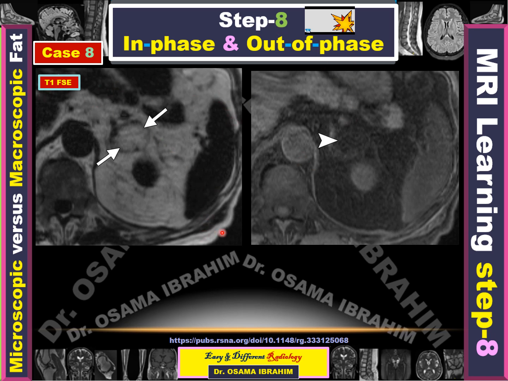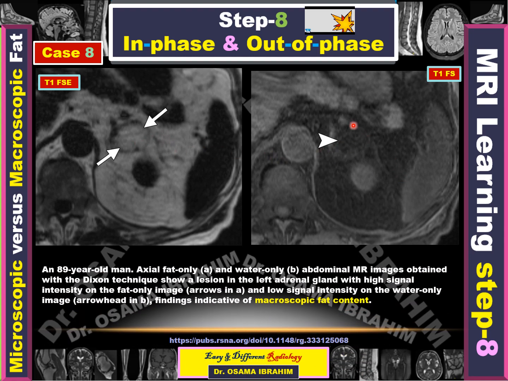And this is T1 because the subcutaneous fat appeared bright. Fast spin echo sequence. There are lesions which appear bright here, and in the fat suppression, due to suppression of subcutaneous fat and mesenteric fat, the lesion is suppressed in signal compared with the T1 image. So a lesion with suppression of signal in fat suppression represents a macroscopic fatty lesion.